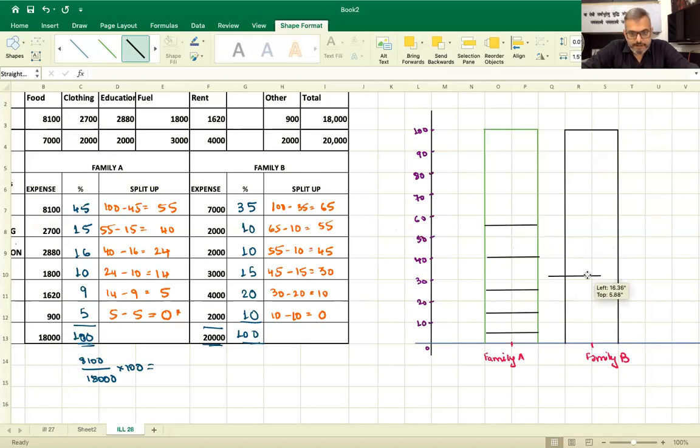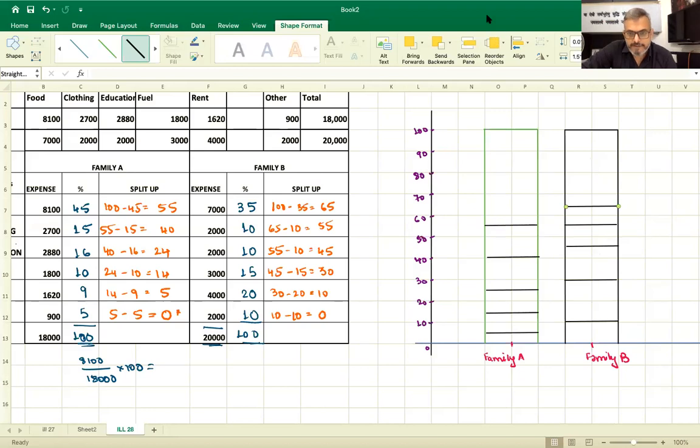Now for family B, first is at 10, so exactly 10. Then next is at 30, so exactly 30. Then next is at 45, so between 40 and 50 you get 45. Then 55, between 50 and 60 you get 55, and then 65, so 60 and 70 you get 65. Now check kar lo again, 6 parts, 1 2 3 4 5 and 6.